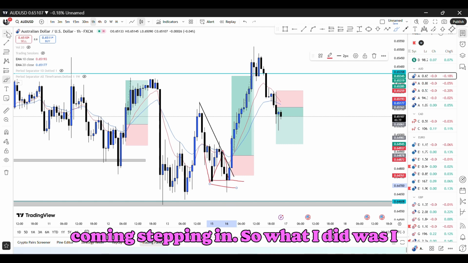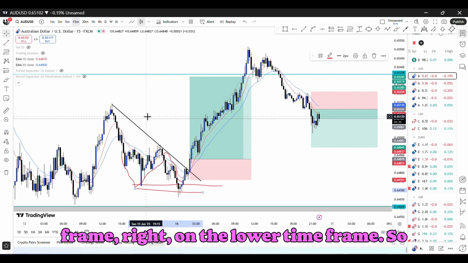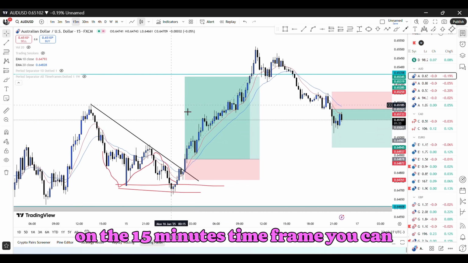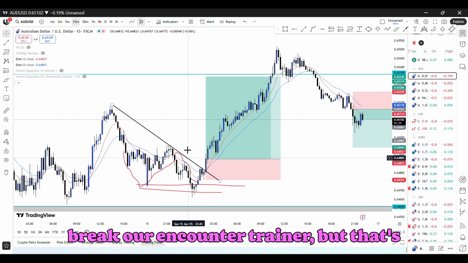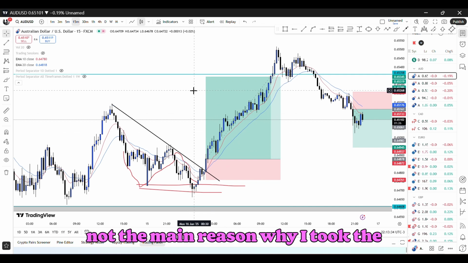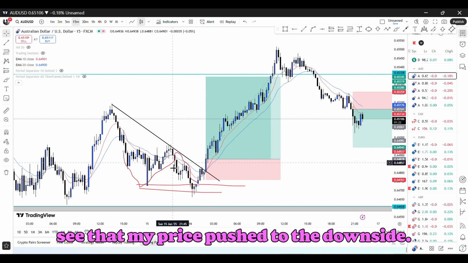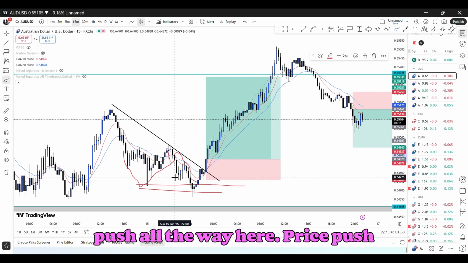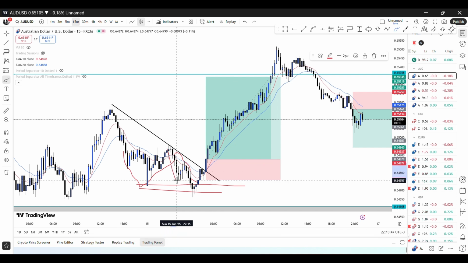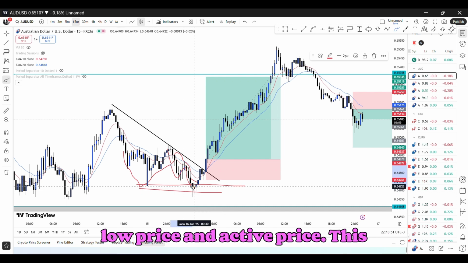So what I did was I narrowed down to the 50 minutes time frame, the lower time frame. On the 50 minutes time frame, you can tell the market broke our counter trend line, but that's not the main reason why I took the buys. You can see the price pushed to the downside, all the way here, a correction, a push, and it could not breach this low.